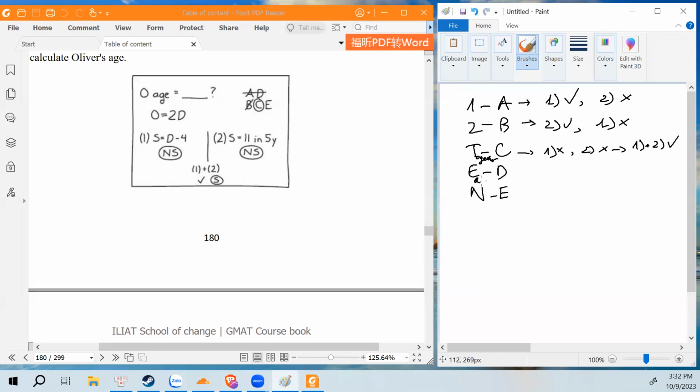E for each, and for answer choice D, what does that mean? It means that each statement alone is sufficient. You don't really have to combine them to answer the original question. And N for E, what does that mean?